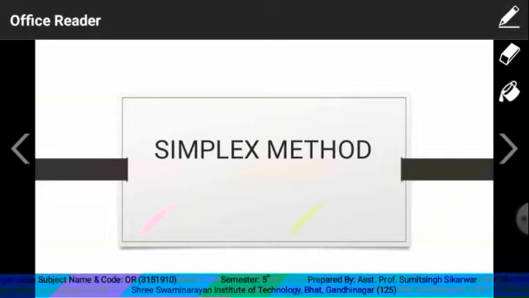Now let us understand the comparison between the graphical and simplex methods. In the case of the graphical method, it was used when we have two decision variables in the problem, whereas the simplex method is used when the problem may have any number of decision variables, or you can say multi-variable problems.